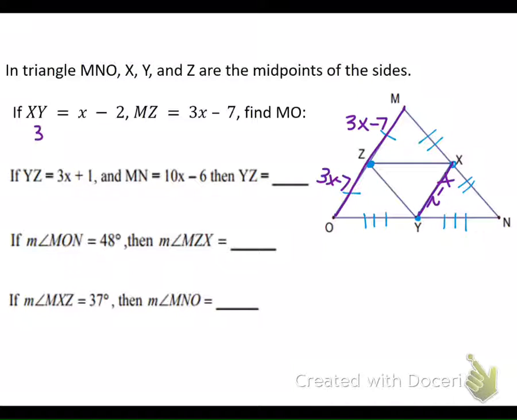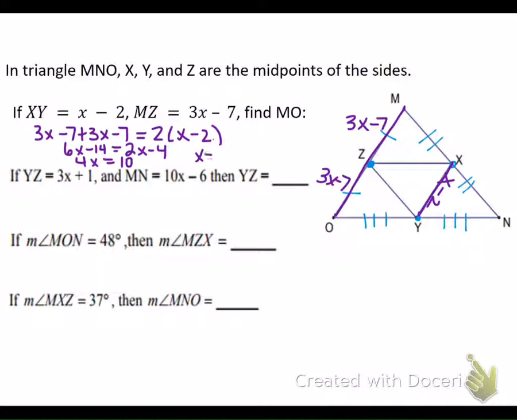So we can do 3X minus 7 plus 3X minus 7 is equal to twice the length of XY, because remember, it tells you that this is half of this, right? So I can double it. So that's 6X minus 14. Why did I put a Z there? That's a Y. Right? X minus 2. So that is 2X minus 4. So X equals 5 over 2, or 2.5.